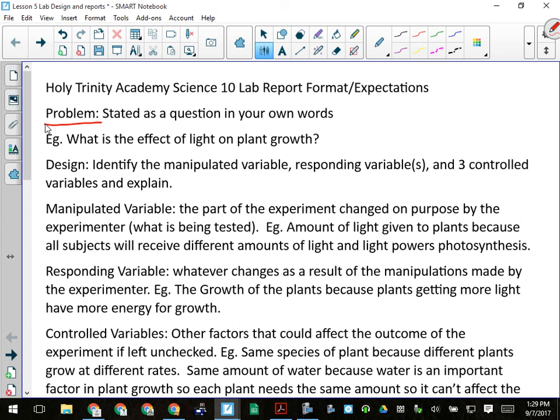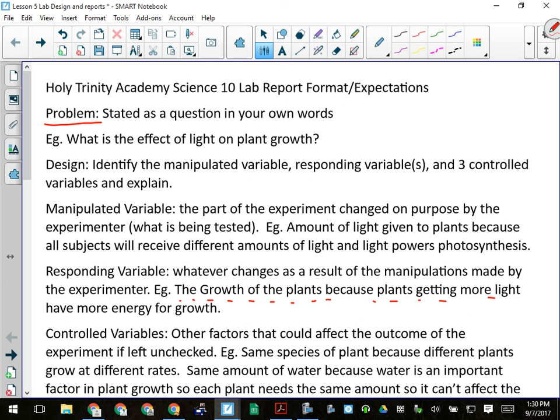All right, so what would we write here? What is the responding variable? Well, the responding variable is what changes as the result of the manipulations made by the experimenter. You wouldn't have to write that, that's just the definition. What you would write would be the growth of the plants. That's identifying, here is my responding variable, the growth of the plants, because plants getting more light have more energy for growth. So I've said here's the responding variable, here's how it's going to respond, and here's why.